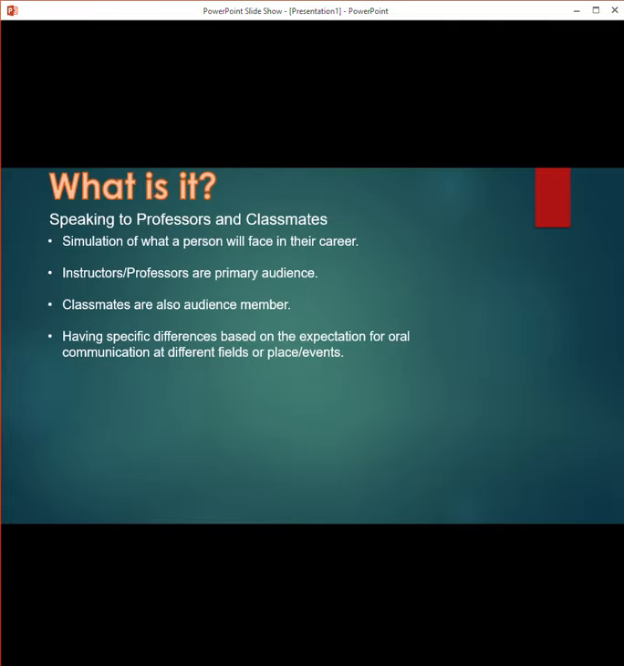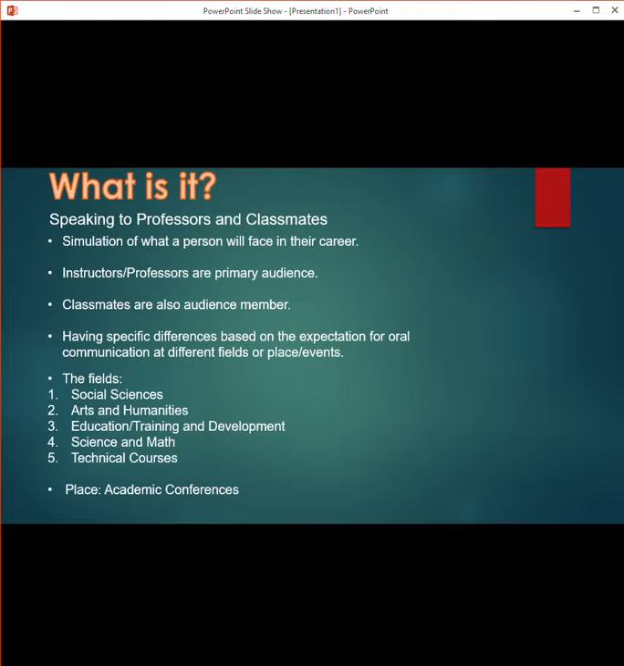And basically, we can divide the simulation into 5 different fields, which are social science, art and humanities, education, training and development, science and math, and technical courses. However, we also have one more category here, which is speaking at academic conferences. This is not really a field, but it also requires a specific way to present something, so it becomes a line here.